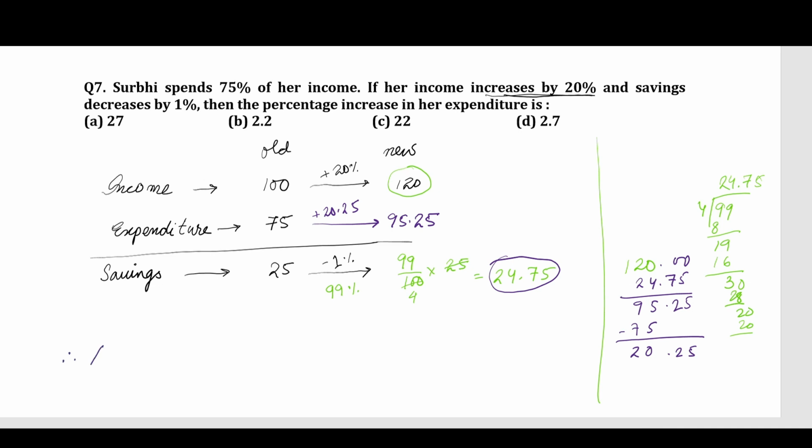Therefore, the percentage increase. The increase is 20.25 out of 75, so 20.25 by 75 into 100. 25 into 3, cancel out, 25 into 8 is 200, 2 in hand, 25 1.